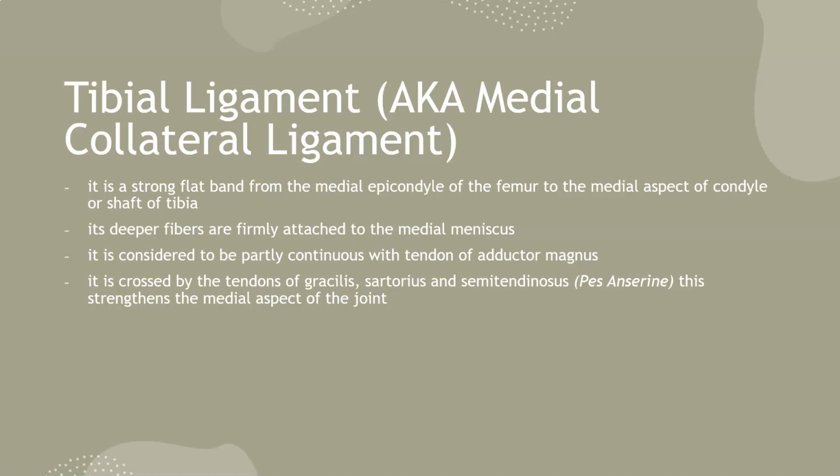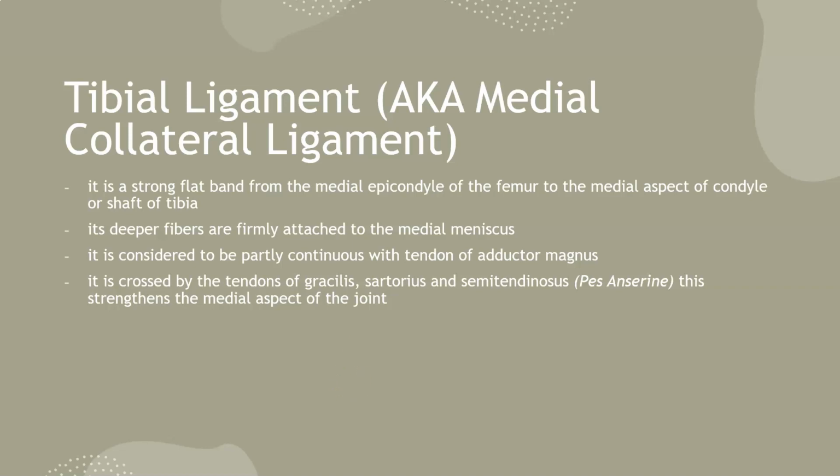Its deeper fibers are firmly attached to the medial meniscus. So the lateral collateral or fibular collateral does not attach to the meniscus, but the deep fibers of the medial or tibial collateral ligament do attach to its medial meniscus. It is considered to be partly continuous with the tendon of another muscle known as adductor magnus, which we've talked about before. It is crossed by the tendons of the pes anserinus: gracilis, sartorius, and semitendinosus. And this is what helps strengthen the medial aspect of the joint.